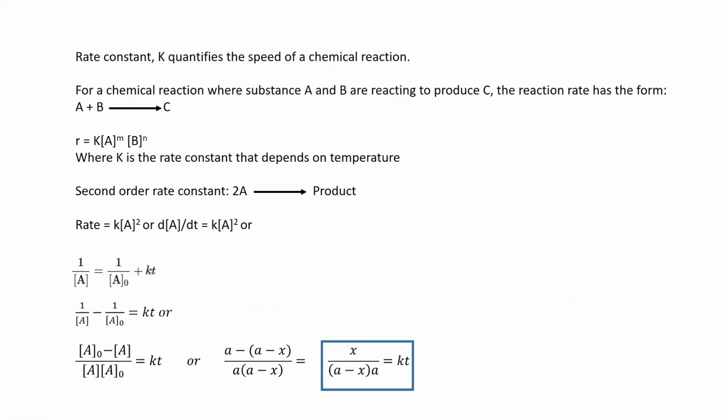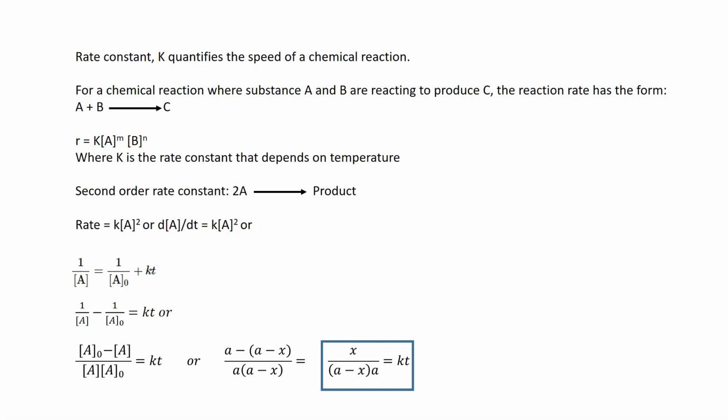The rate constant, represented by the letter K, quantifies the speed of any chemical reaction, say A plus B giving rise to the product C. We usually write the rate equation as R is equal to K times concentration of A raised to the power M, concentration of B raised to the power N, where M and N are the orders with respect to A and B respectively, and the overall order of this reaction will be M plus N. And as you might have studied in your theory, order of a reaction is only experimentally determined. It cannot be inferred by looking at a balanced equation.